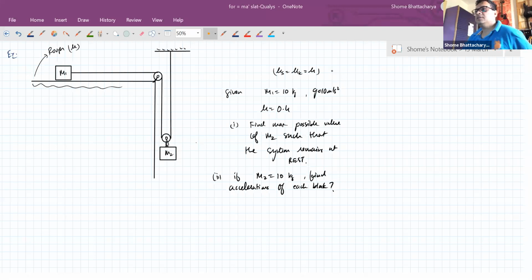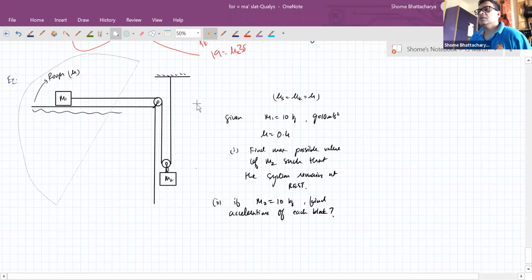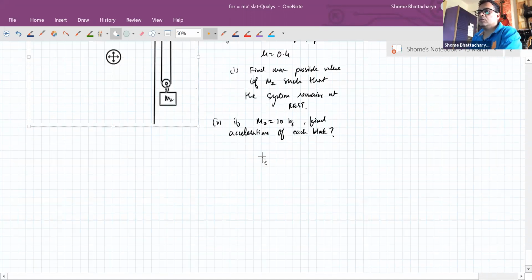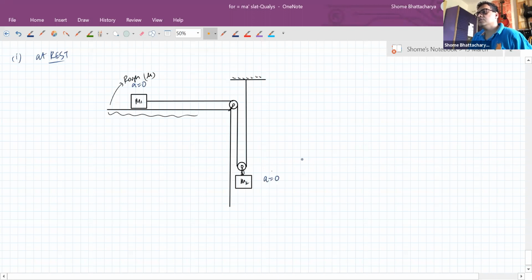Ruksha, check your answer again. So first of all, you have to understand one thing, that on the M2's free body diagram, there is tension of 2T acting. So if the system is in equilibrium, 2T is balancing the weight of M2. So in the first part, we are assuming the system is at rest. So this one's acceleration is also 0, this one's acceleration is also 0. Yes, that's correct. Now the answer is correct, Ruksha.